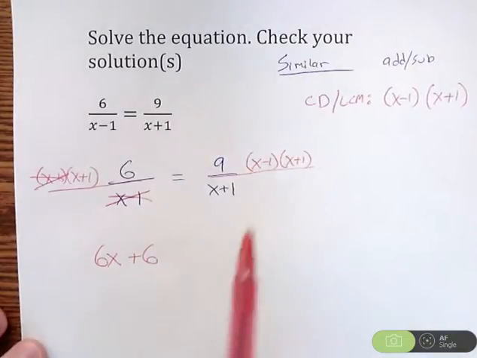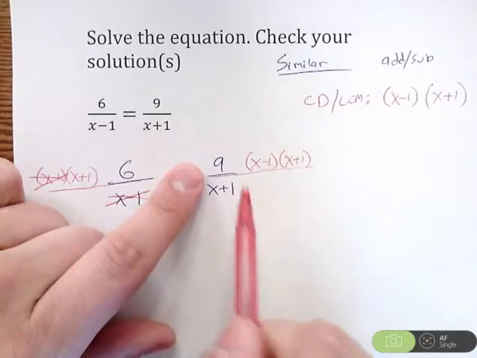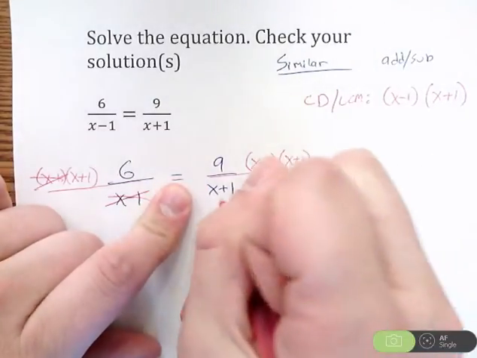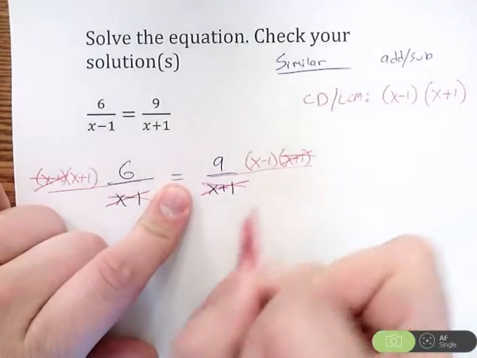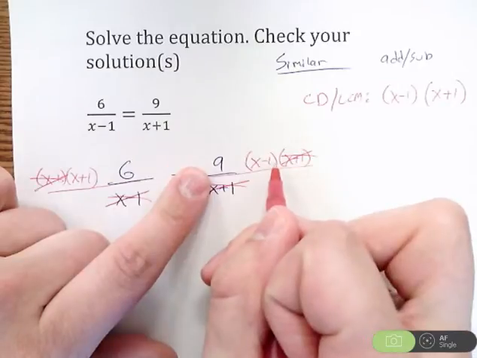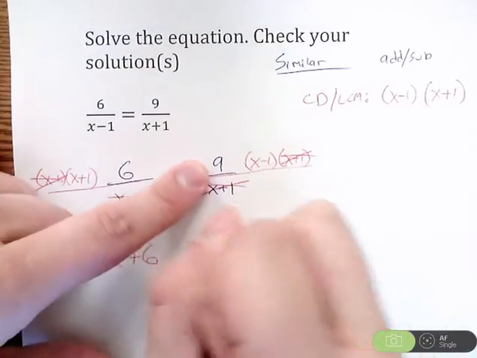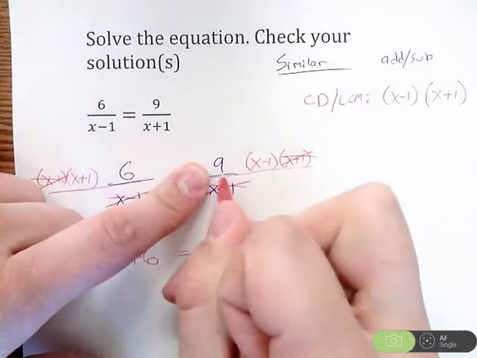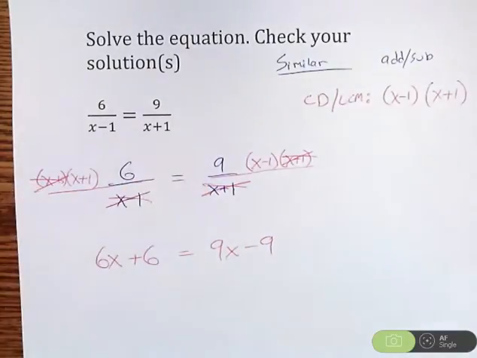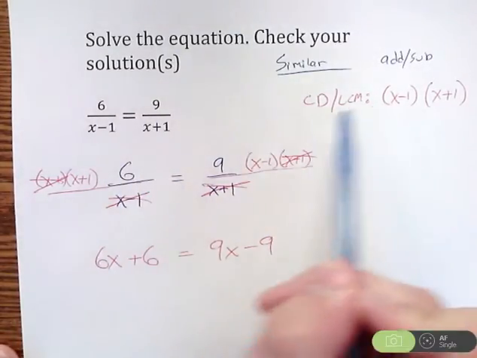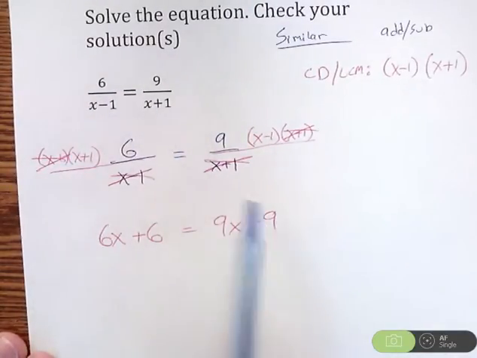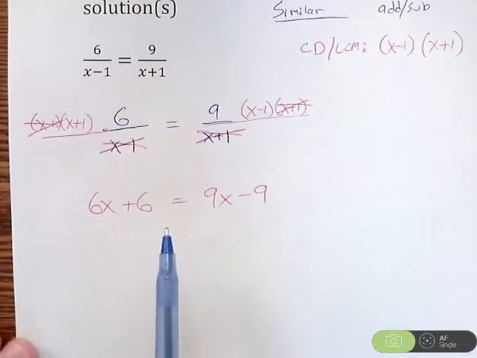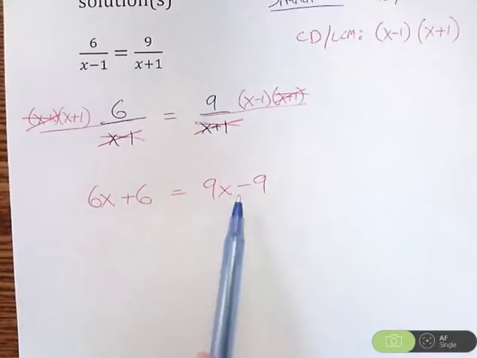Same thing happens on the other side. I have all these pieces up top in the numerator and this one piece in the denominator. Notice I have an x plus 1 on bottom and an x plus 1 on top. When those pieces are on the same top and bottom, they cross out, and I have a 9 and an x minus 1. So I'm going to distribute that. 9 times x is 9x. 9 times negative 1 is negative 9. So I went from a problem that had fractions, using the least common multiple, common denominator situation, from an Algebra 2 problem all the way back to an Algebra 1 basic problem. So I have 6x plus 6 equals 9x minus 9.